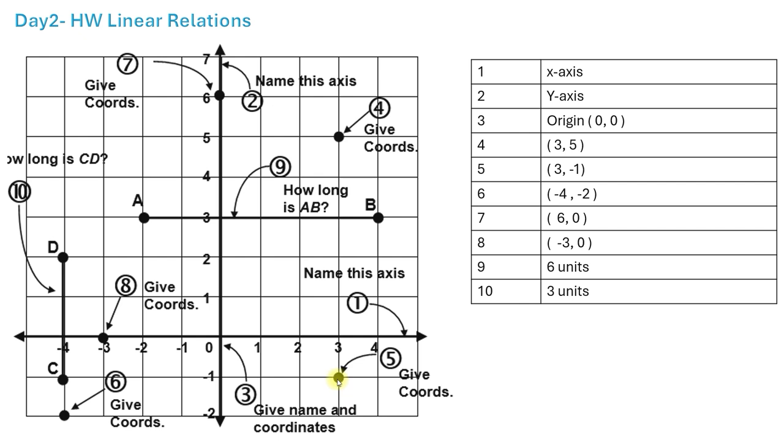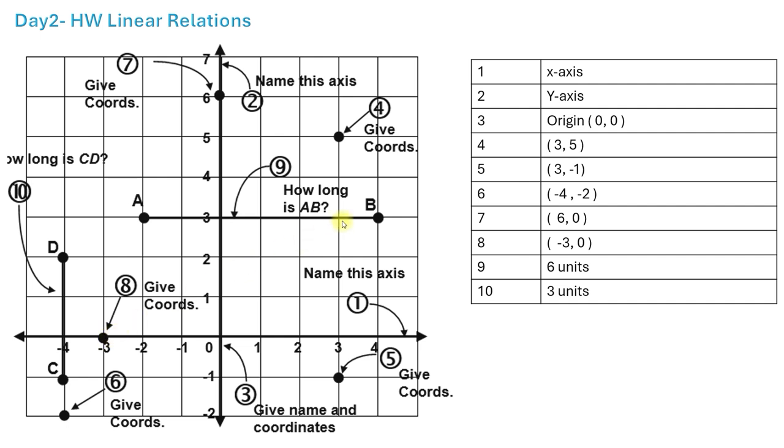5, the coordinates for this point, 3, negative 1. Number 6, the coordinates for here, this point right here, is negative 4, negative 2. Number 7, the coordinates are 6, 0. Number 8, the coordinates for this point right here is negative 3, 0.